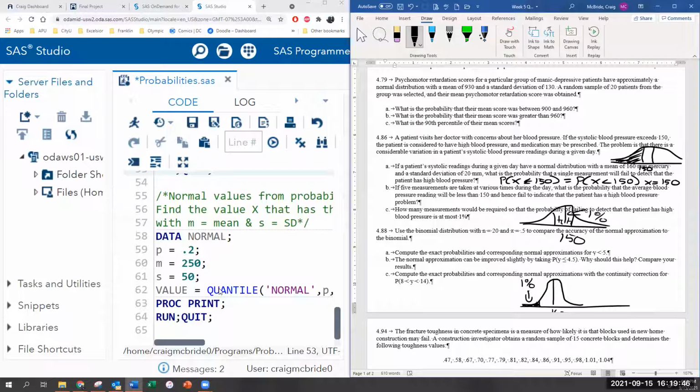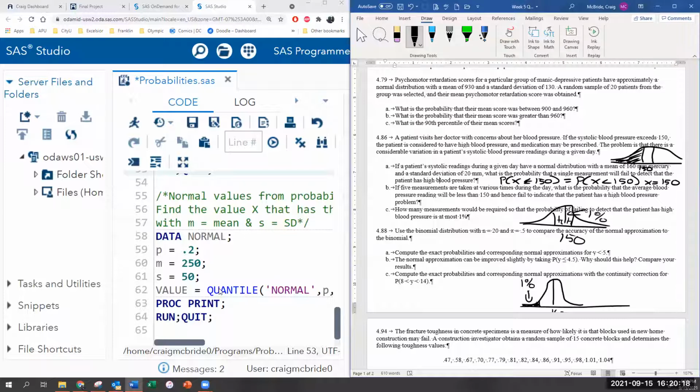Because they're still saying how many measurements would be required so that the probability of failing to detect a high blood pressure is at most 1%, meaning failing to detect means that the average of all of your measurements is still less than 150. So it's still the exact same question. We're still looking for the probability of the average of all of those measurements to be less than 150. Only now we're asking it in a reverse order.